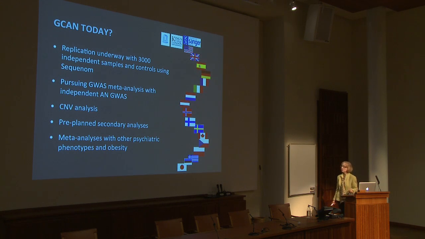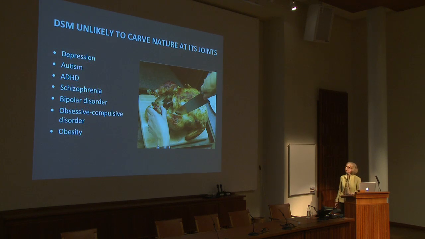Looking at CNVs, doing a whole parade of pre-planned secondary analyses, digging deeper beneath diagnosis and looking at more of some of the symptoms or endophenotypes for anorexia nervosa to see if that might clarify results at all. But most importantly, and in my mind most interestingly, doing some meta-analyses with other psychiatric phenotypes and obesity. And the point of that is that DSM is unlikely to carve nature at its joints. So what we're really interested in is all of these disorders where there is some symptom overlap.